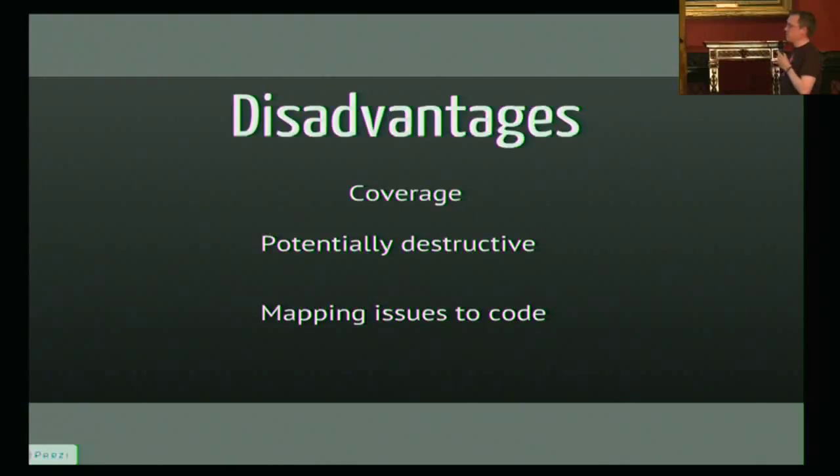And mapping issues to code: you give someone an issue, you can give them a page, you can maybe give them a parameter, but you can't say where in the code base this issue actually is. Sometimes, depending on how the application is constructed, it can be quite a job to say this issue actually turns up to be in this library, or this page, or wherever it is.